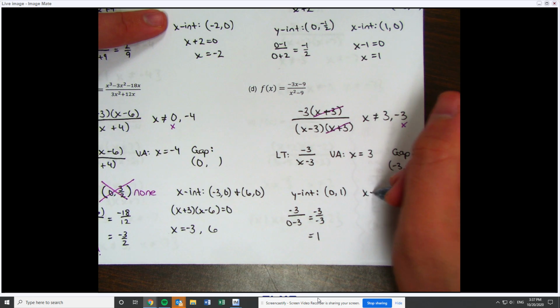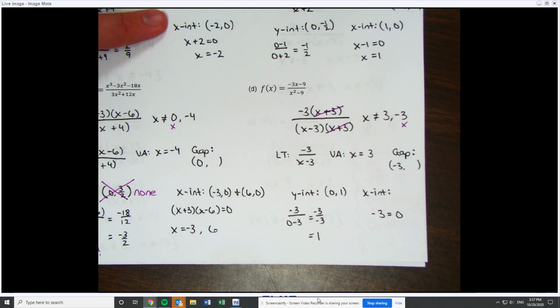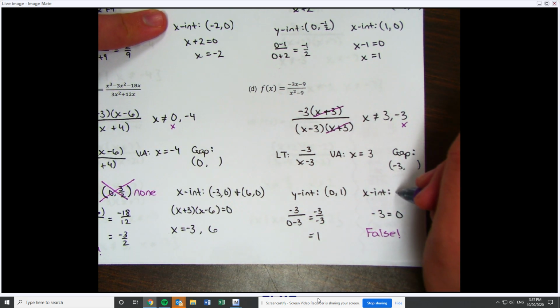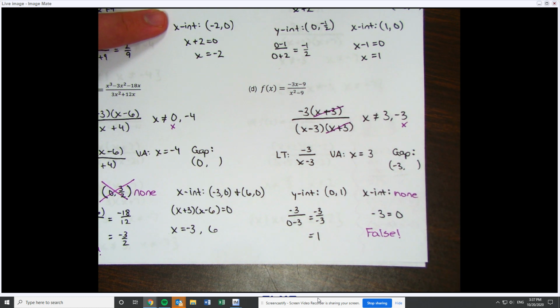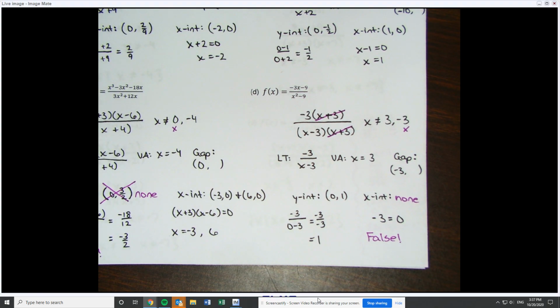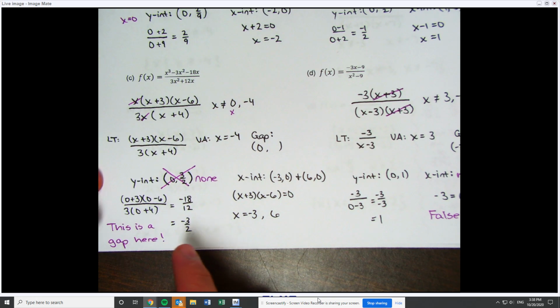Now for the x-intercept, we have to look at the numerator. Well, that gives me -3, and setting it equal to 0. That is a false statement. Since that's false, that means there is no x-intercept. And you just have to put none. And that's it. Those are the only two special situations that you might run into. You don't have an x-intercept because you have a number equals 0, or for the y-intercept, you can have a gap or a vertical asymptote. That one's a little bit easier to spot.